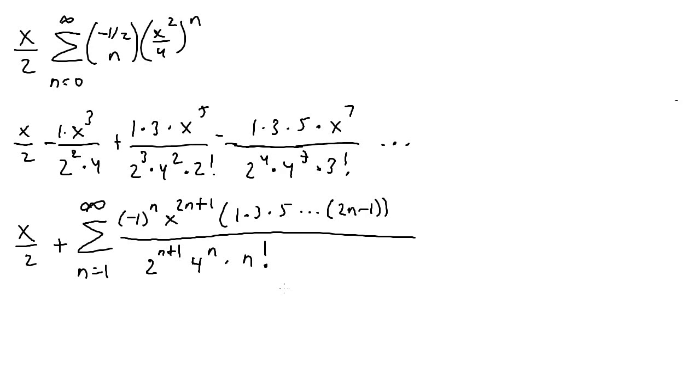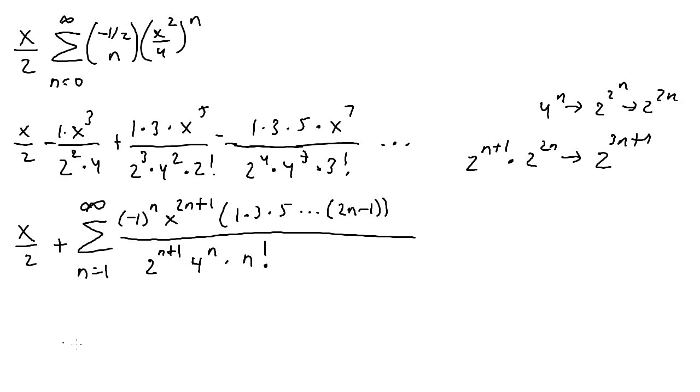And so now if I were to simplify this just a little bit more, 4 to the n can be rewritten as 2 squared to the n, or 2 to the 2n power. And so when we have 2 to the n plus 1 multiplied by 4 to the n, which is 2 to the 2n, since they have the same bases, I can add the powers. So we get 2 to the 3n plus 1.